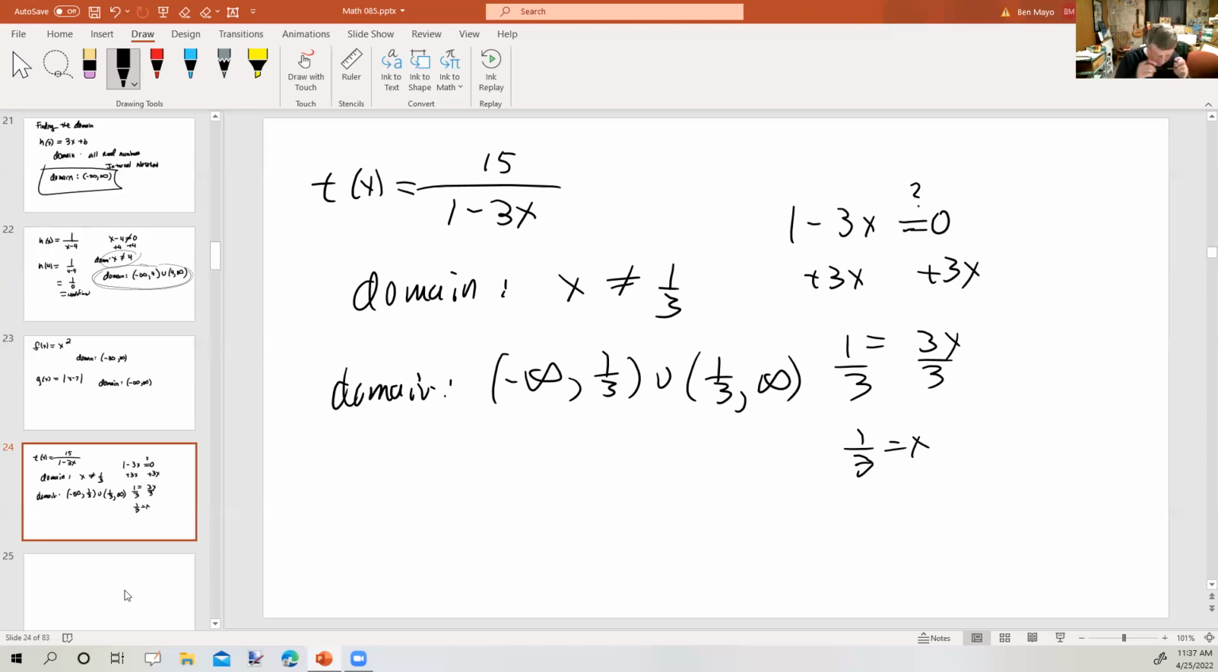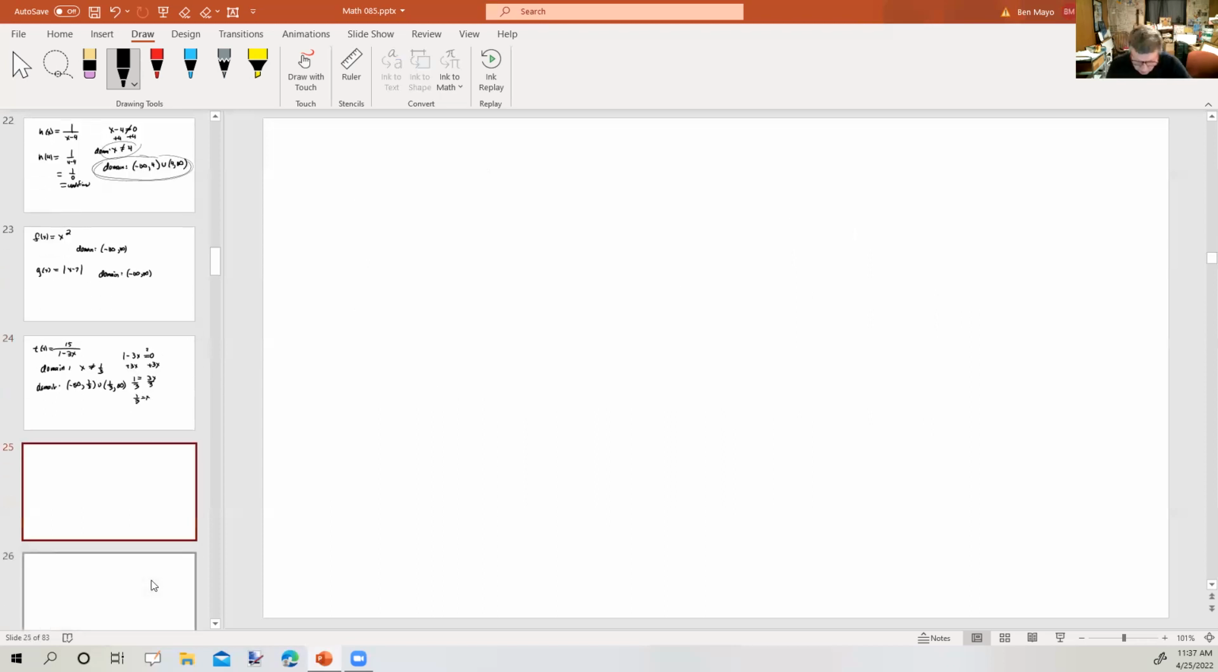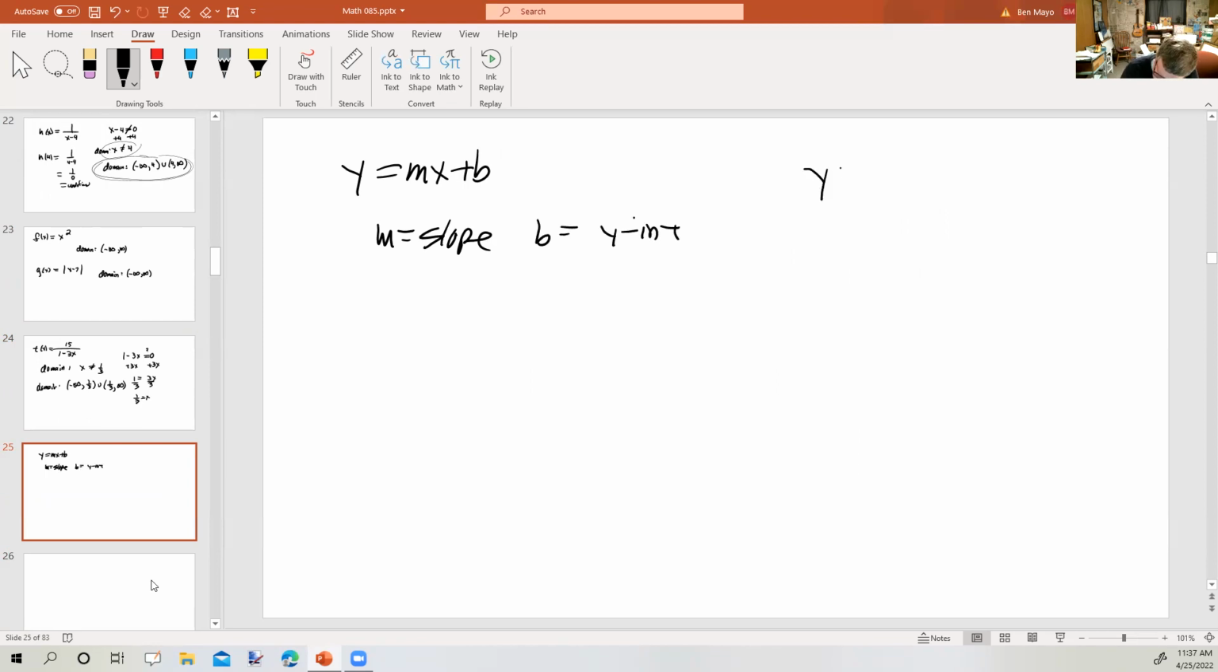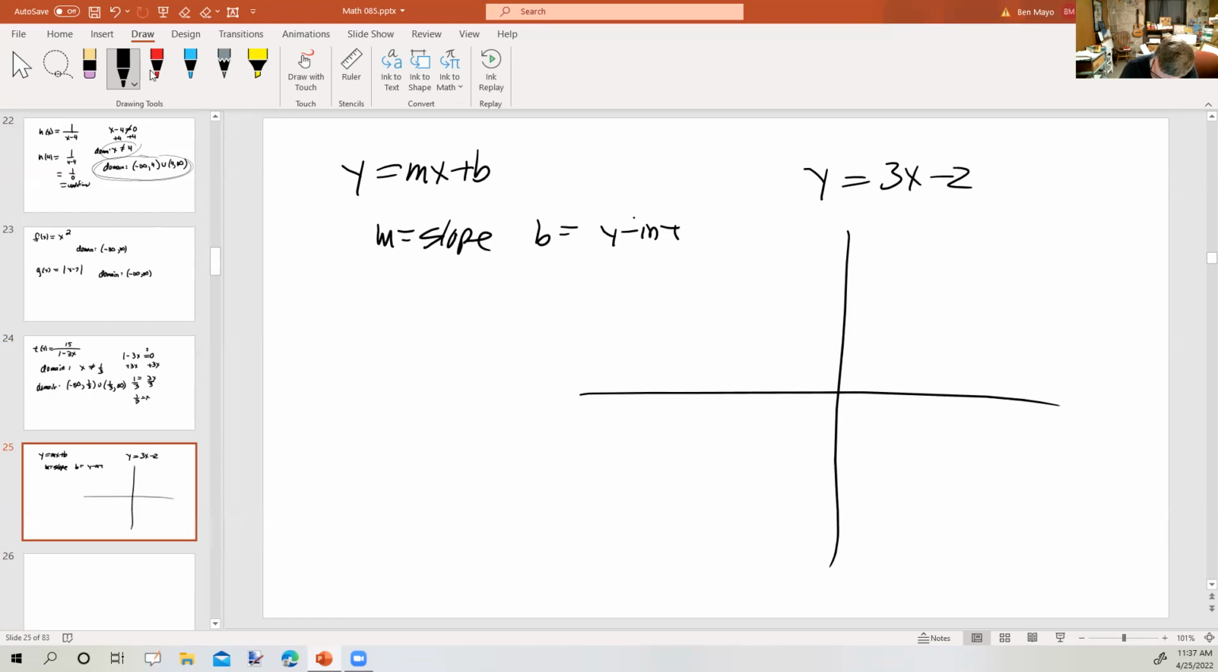Next thing we're going to do is to graph some functions. Recall the form y equals mx plus b, and this goes back to chapter 3, where m is the slope and b is the y-intercept. So let's say you had y equals 3x minus 2. Your y-intercept would be at -2, and your slope would go up 3/1, up 3/1, and you draw your line, etc.